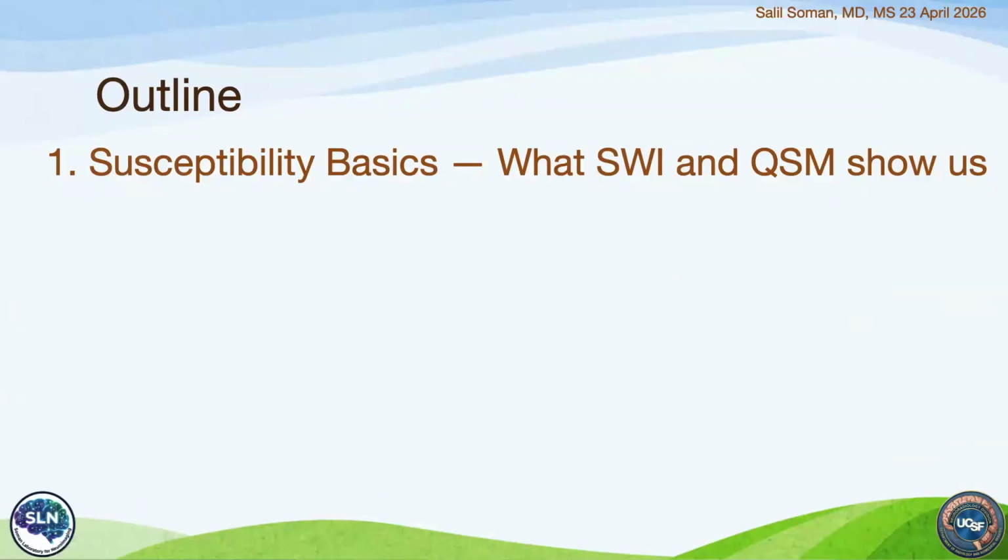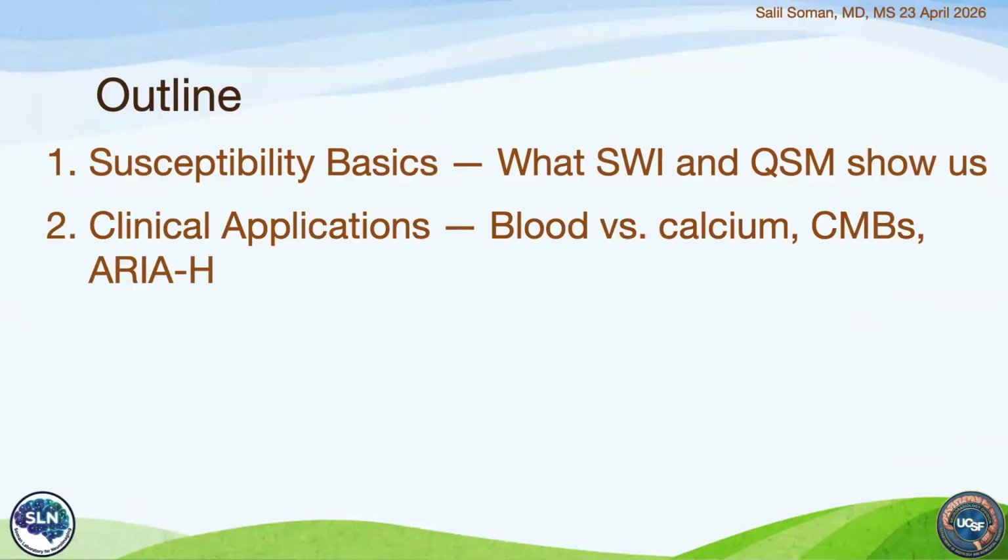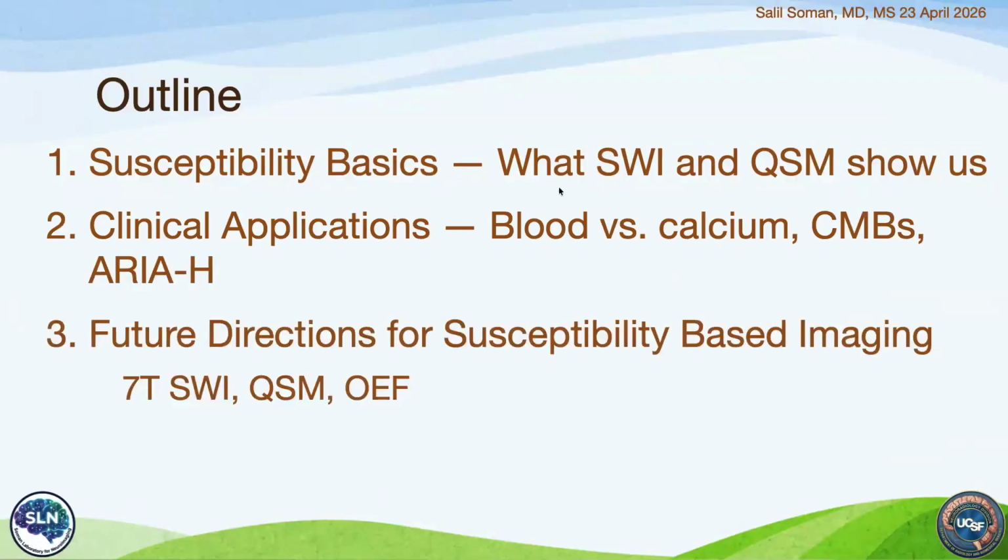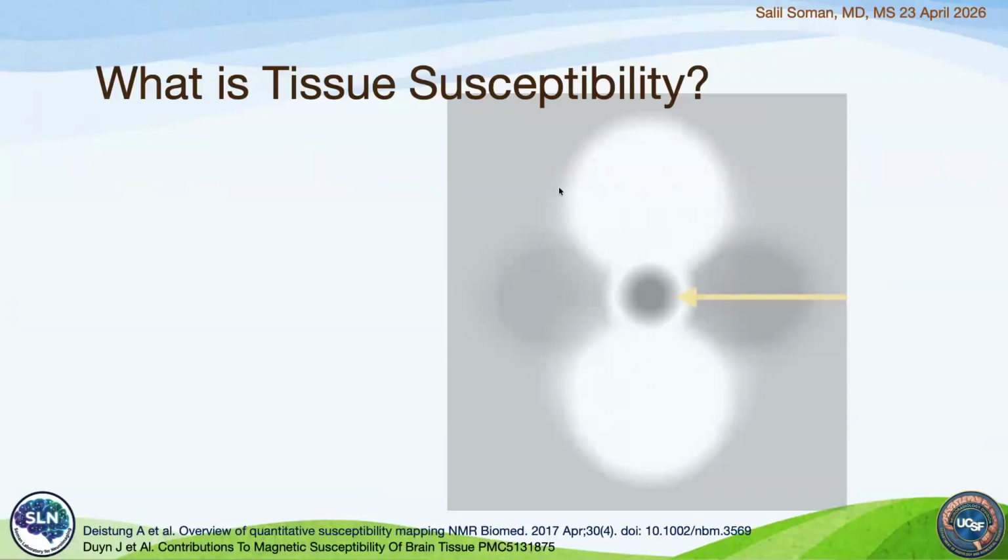So we'll talk about SWI and QSM, which are some of the more common versions. We'll talk about a bunch of clinical applications, then some future directions. Okay, so with that, we'll just start with what is tissue susceptibility, right?